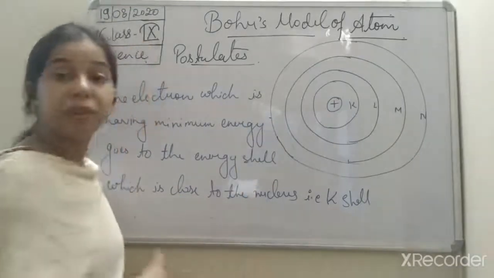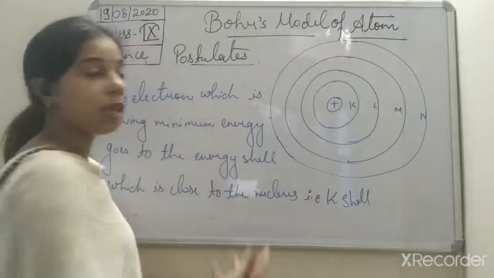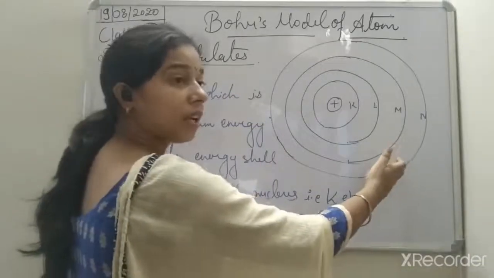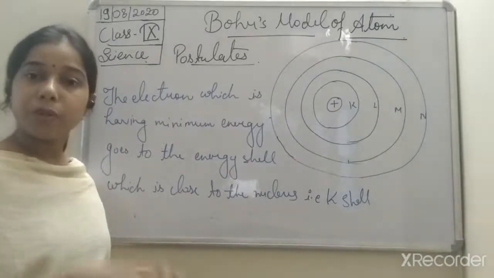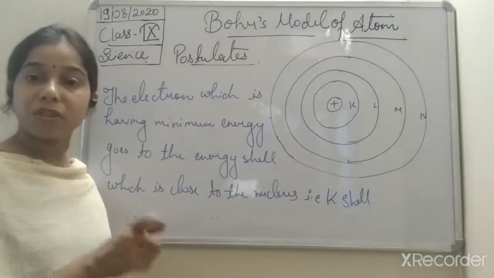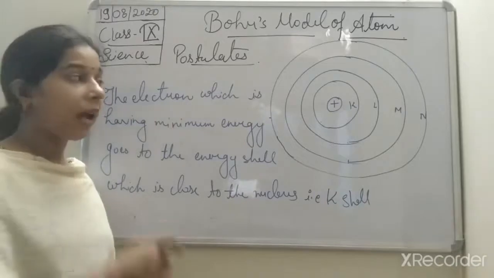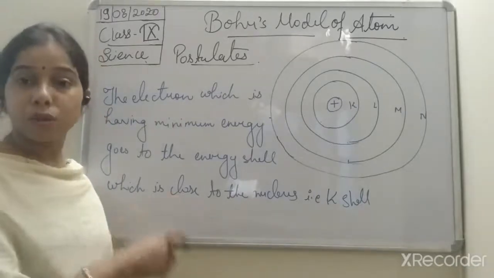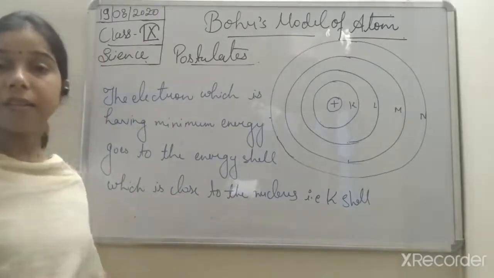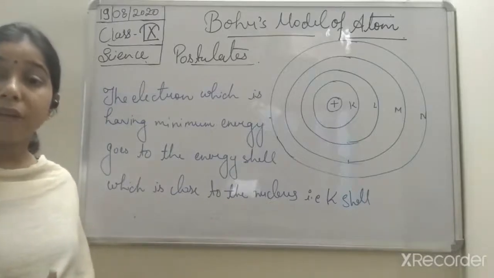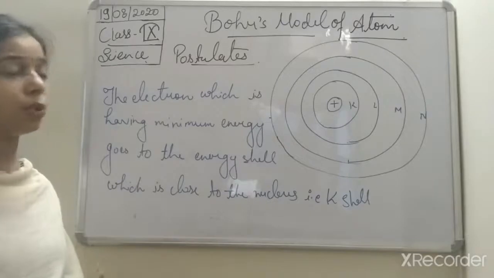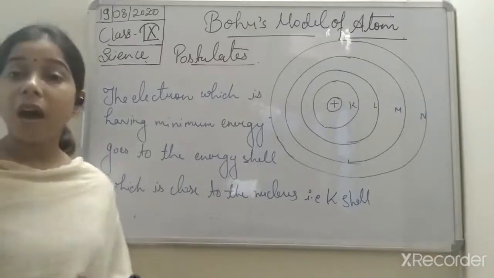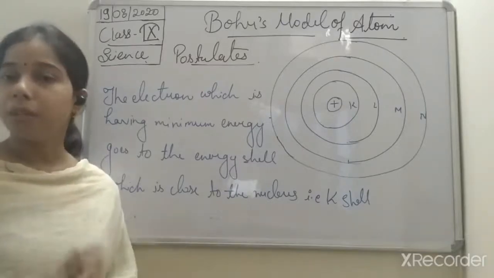And if it is having the highest energy, it will enter into the N shell, which is very much far away from the nucleus. So you can see the electron which is having the minimum energy enters into the shell which is close to the nucleus, and the electron which is having much more energy will enter into the shell which is far away from the nucleus.